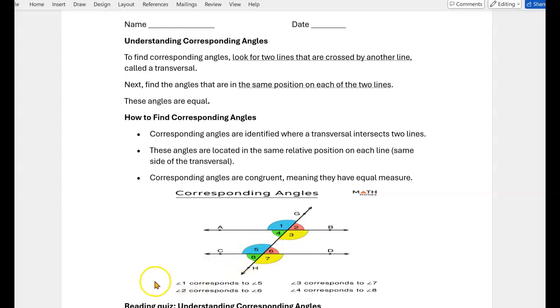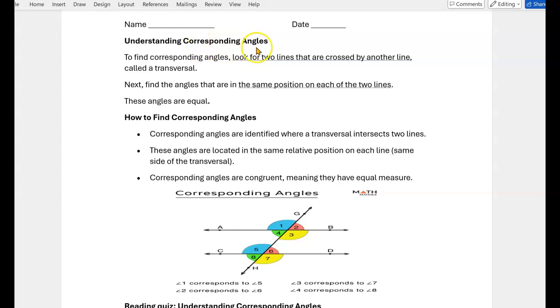We can see here angle 1 corresponds to angle 5. 1 and 5, they're both blue now. Angle 2 corresponds to angle 6. They are both red now. Angle 3 corresponds to angle 7. They are both yellow now. And then angle 4 corresponds to angle 8. And they should be green now.